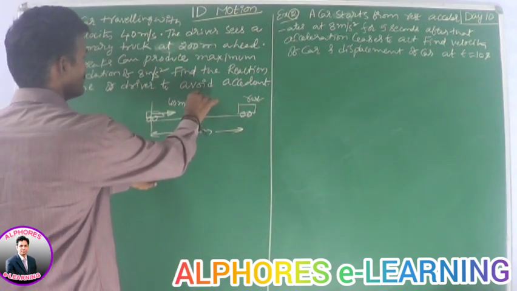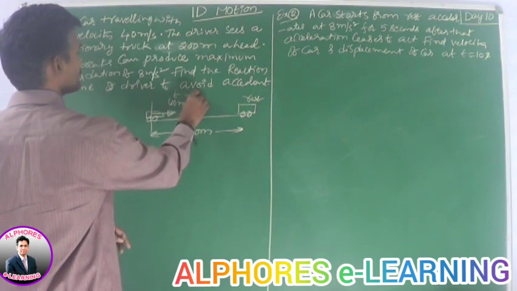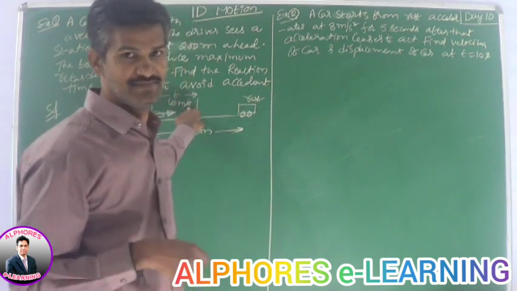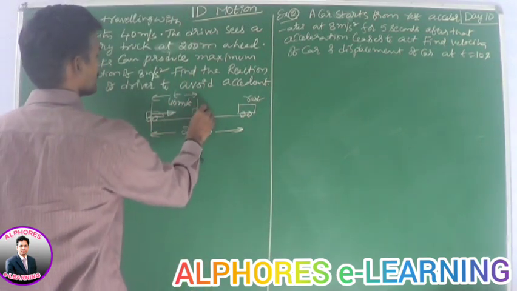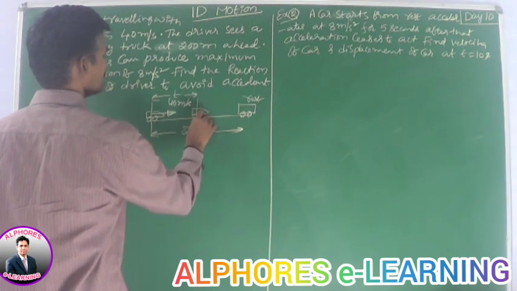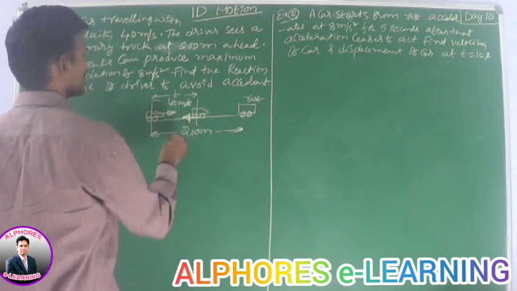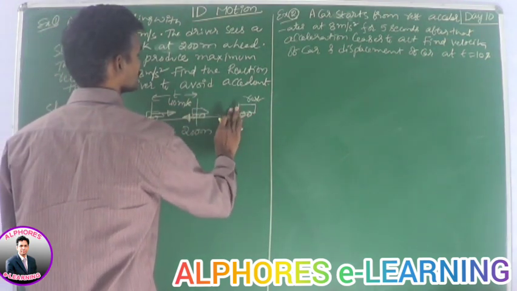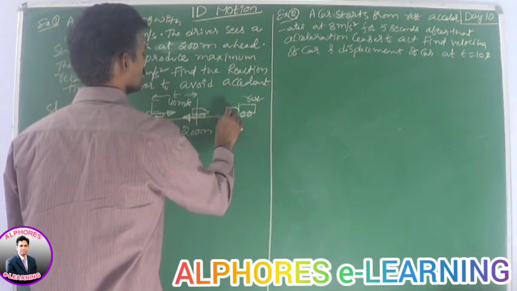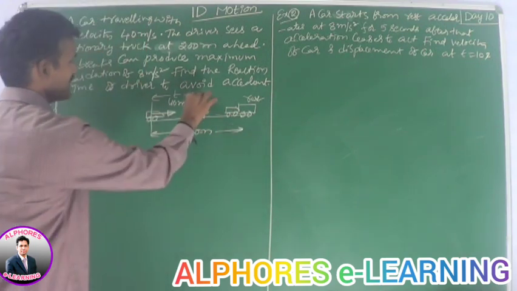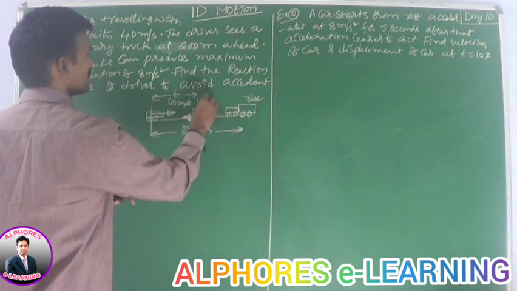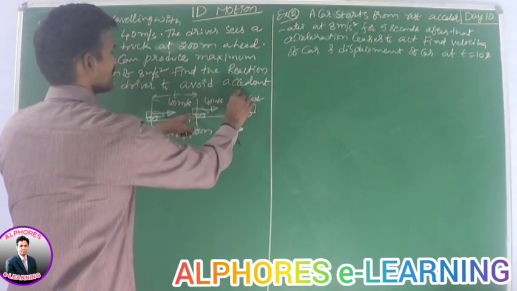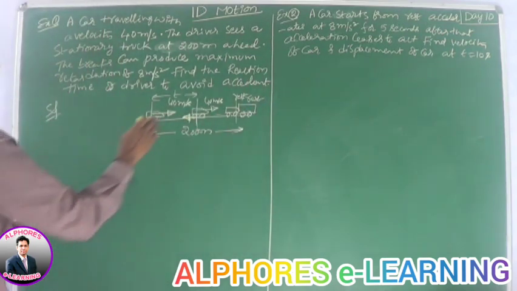Suppose this car travels for some time t with 40 meters per second. After that the driver applies brakes. So from here, if this driver applies brakes, the brakes produce retardation, then this car will stop here. This is the stopping distance of the car. So now to solve this question, first apply equations of motion for this journey. This is 40 meters per second. From here to here, the car will be at rest.